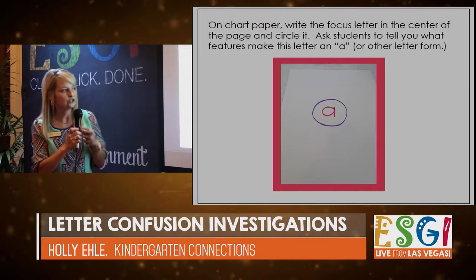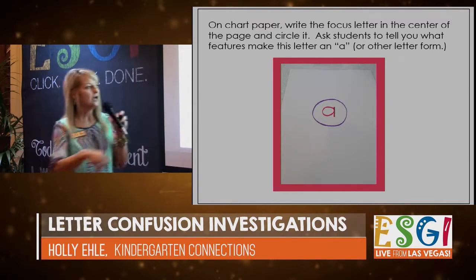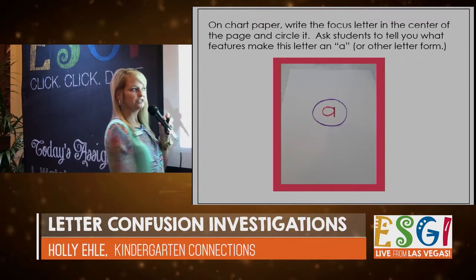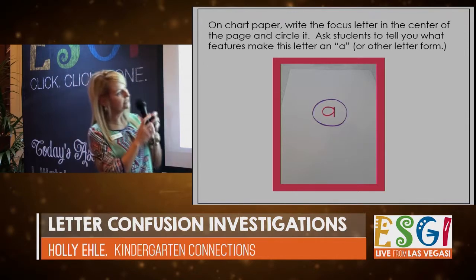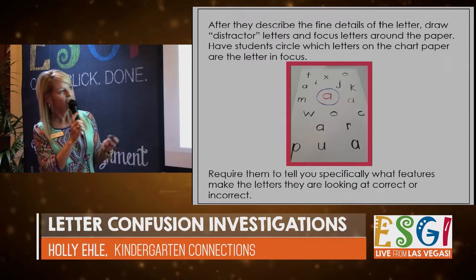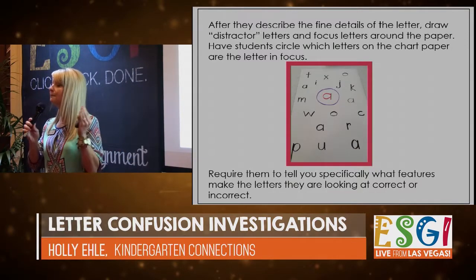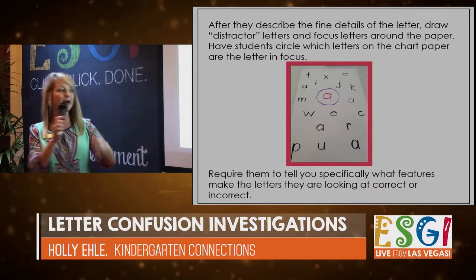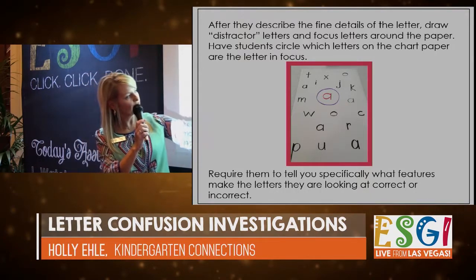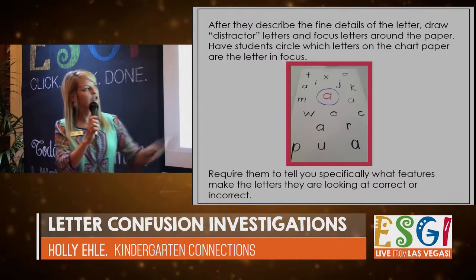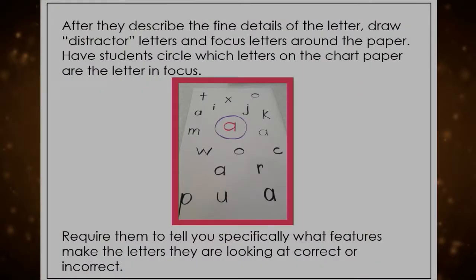Then what you want to do, I've done this on chart paper. We talk about the physical features of the lowercase a, and then I circle it. Then you have to provide opportunities to compare letters. That's how your brain's going to sort them out. So I put distractor letters on the paper there, and then we talk about the focus letter and, hey, could this be an A? Why or why not? And I could circle them. I could talk about the differences in the features, but the goal is to get the kids coming up and circling them and talking about the letter features.